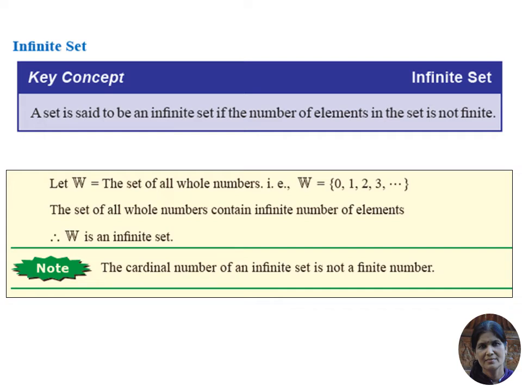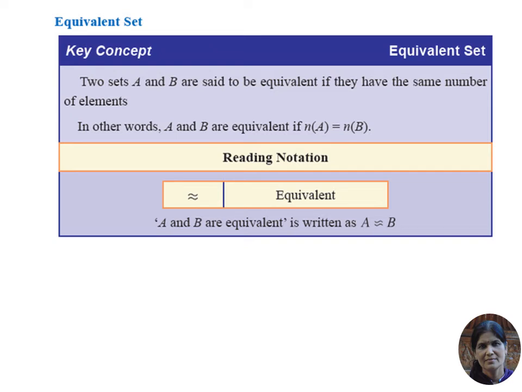If we talk about the cardinal number of an infinite set, it is not a finite number. So what is a cardinal number? The cardinal number is the number of elements in a set. Next is equivalent sets. Two sets A and B are said to be equivalent if they have the same number of elements. Or in other words, if n of A is equal to n of B, then A and B are equivalent.